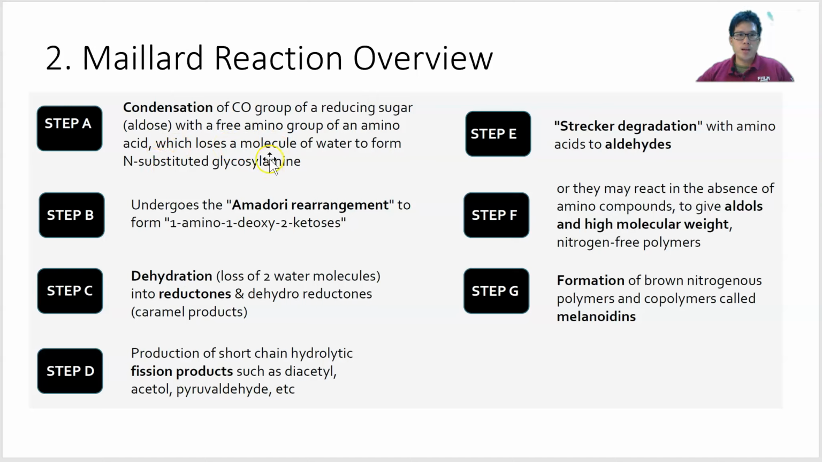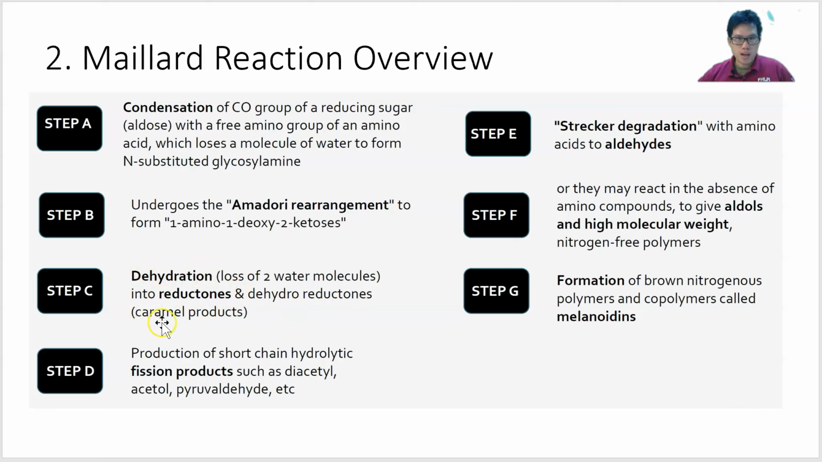Then after that, you undergo the Amadori rearrangement to form this 1-amino-1-deoxy-2-ketose. These two are step A and step B. The compounds resulting have no flavor, no taste. The flavor is only generated when they come to step C, dehydration, which results in reductones and dehydroreductones. That's where the flavor starts to come.